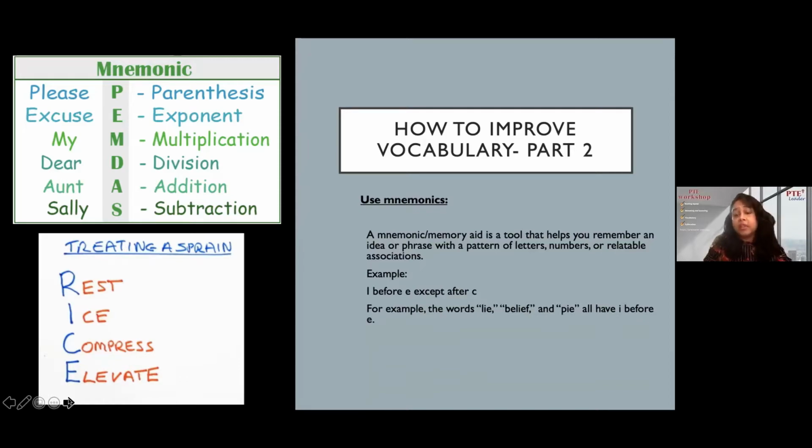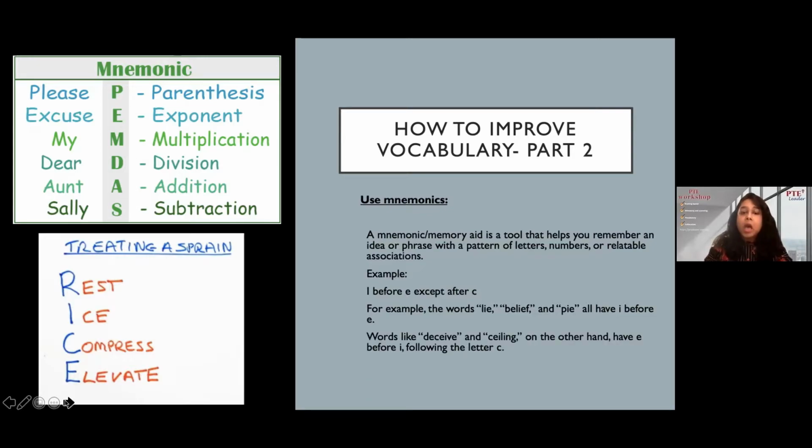For example, take the words lie, believe, pie. If you're confused whether it is IE or EI, just look at whether there is the letter C in the word or not. If there is no C, you can confidently just use IE. Believe, B-E-L-I-E-V-E, pie, P-I-E. So this is one of the mnemonics, remembering the sentence I before E except after C. If you don't have the letter C in the word, you will always write I and then E, not E and then I.